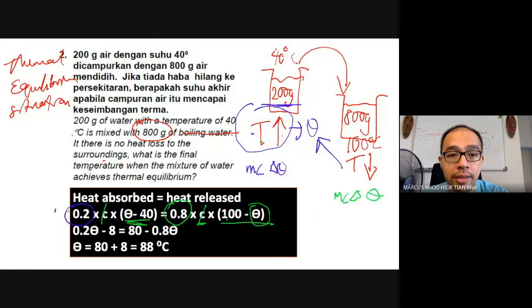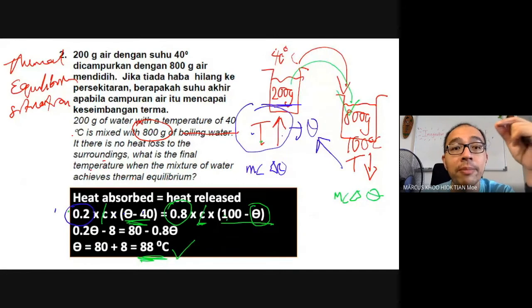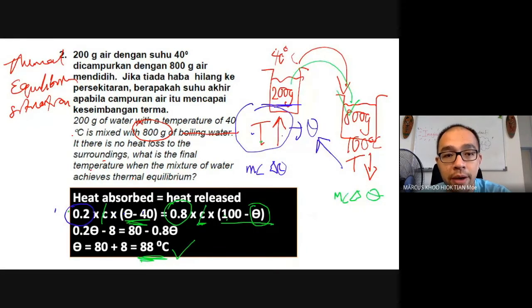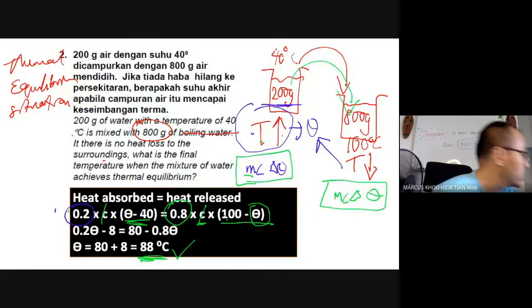So you calculate, and you will get theta equals 88 degrees Celsius. It means when you mix both of these waters together, they're going to reach a thermal equilibrium temperature. When they achieve thermal equilibrium, they will have a common temperature of 88 degrees Celsius. So in a thermal equilibrium situation, you have MC delta theta blue equals MC delta theta green. It's just that the M and the delta theta will be different. It will be written differently.